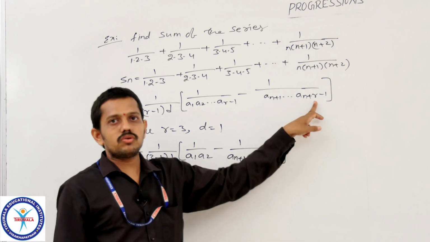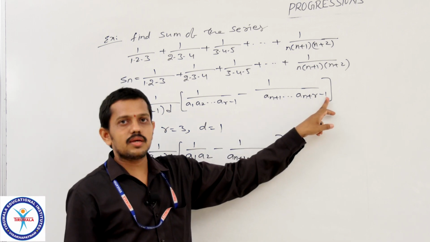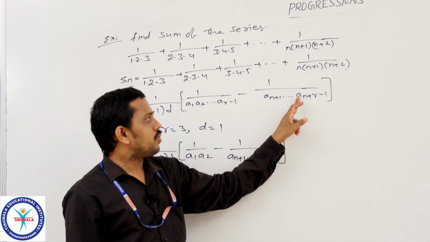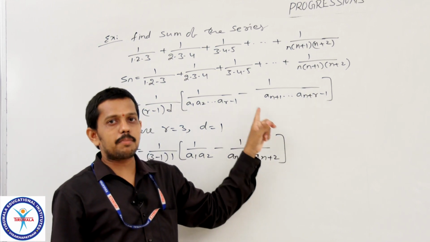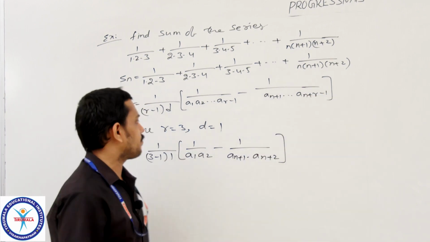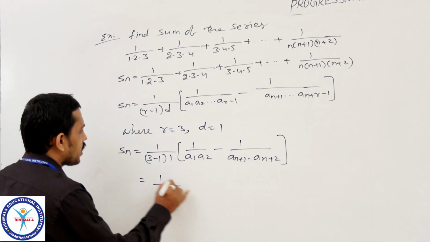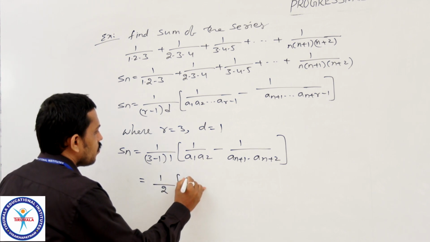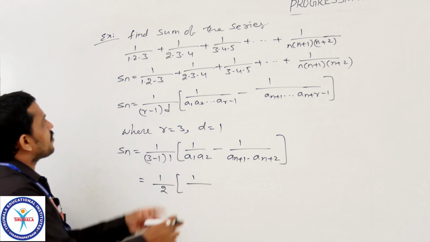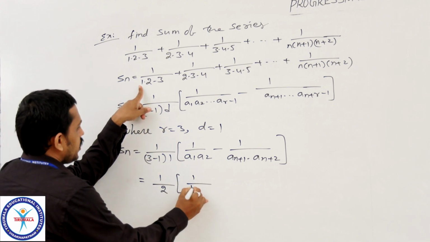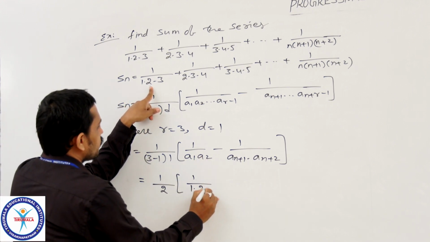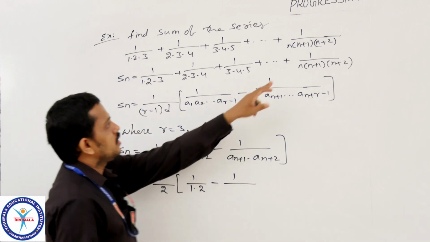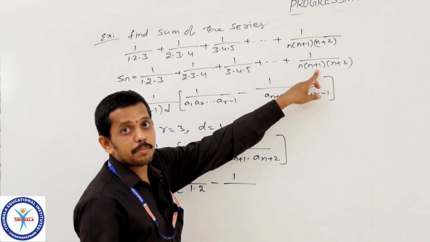Suppose r is equal to 4, 4 minus 1 is 3. So we consider the terms up to a n plus 3, that means a n plus 1, a n plus 2, a n plus 3. So this is equal to 1 by 3 minus 1 is 2, 2 ones are 2, into 1 by a1, what is the first term, 1 into, what is the second term, 2 minus 1 by a n plus 1. So this is the nth term and this is the n plus 1th term.